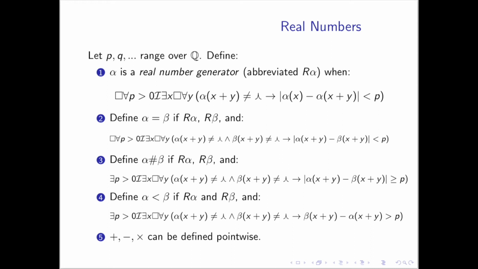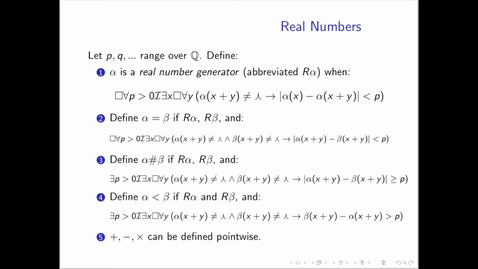But apartness is the idea that two real number generators are apart when you do know that they will always be a certain distance away from each other. So there's a definable distance that they are apart from each other. So in our framework, this just means that there is a P, so we already have one. There is a P greater than zero, such that eventually, inevitably, we'll find an X where, after X, alpha and beta are at least P apart from each other.